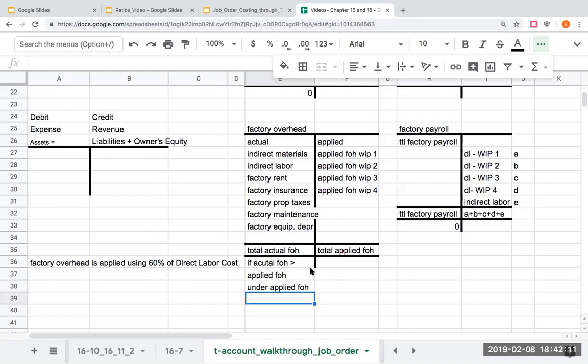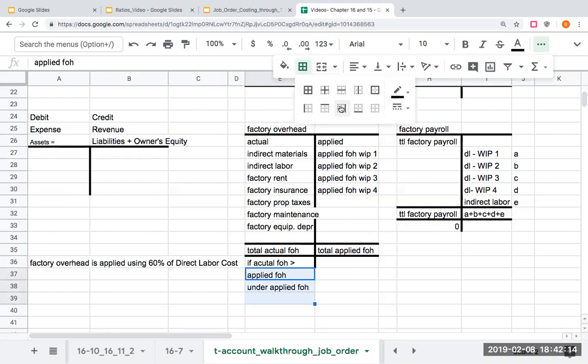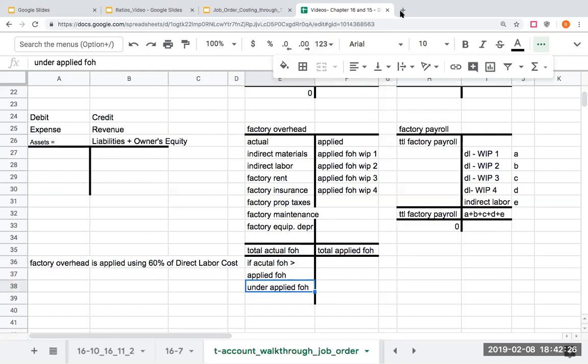Okay, so what exactly does this mean? In this case, if my actual factory overhead is greater than my applied factory overhead, then I have under applied factory overhead. I didn't apply enough. And over here, if the applied overhead is greater than the actual overhead, I have over applied factory overhead.